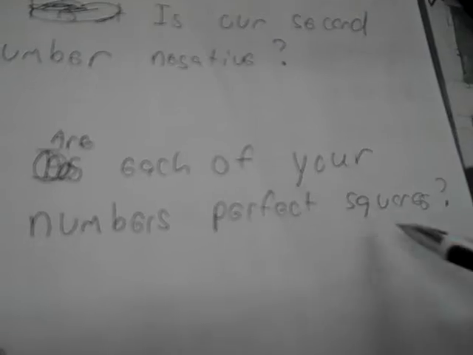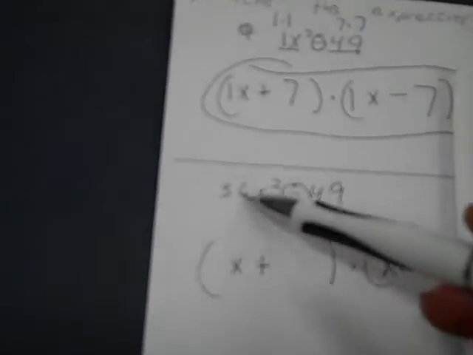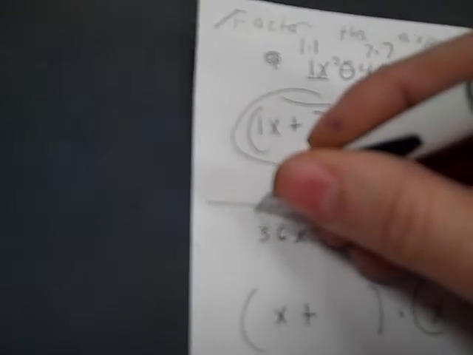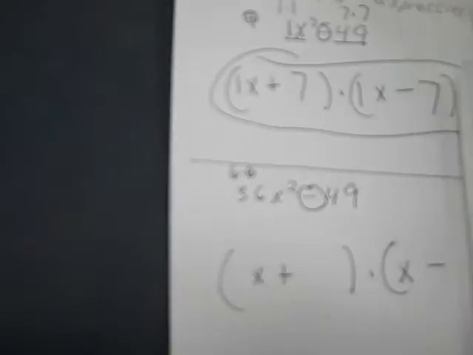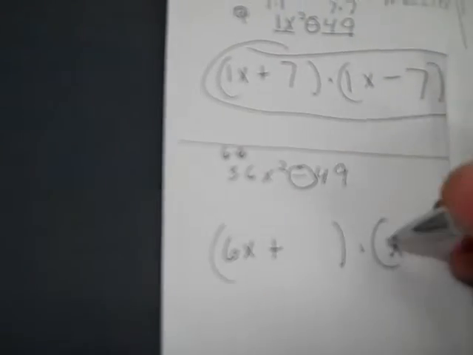Are each of your numbers perfect squares? Well, let's see. 36, that's on the list. That's 6 times 6. So I'm going to put 6 times 6, and then I put the 6 in front of the x's, and then the 49. 49's here, that's 7 times 7.